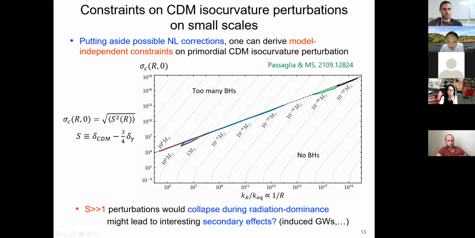Of course, since this is highly nonlinear, probably there are some very interesting secondary effects which need to be studied more.